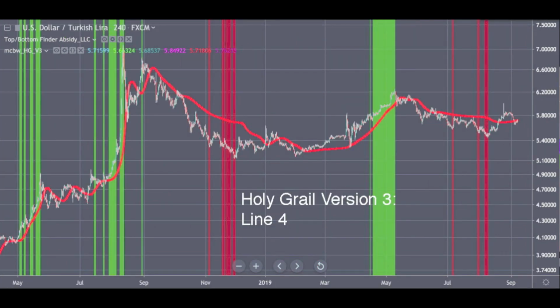The Top and Bottom Finder was signaling on and off during the whole uptrend from basically May till September. If we had entered short positions at any of these times where it had stopped signaling, we would have been caught in a lot of loss-creating scenarios.